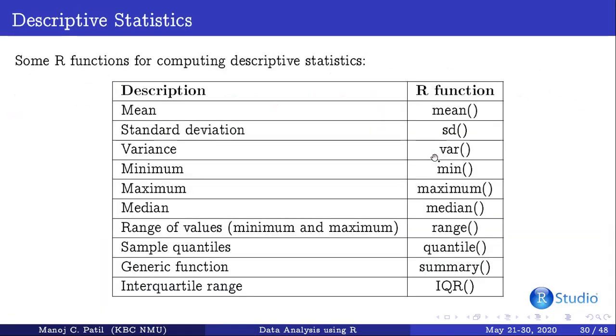Let's move. Brief functions for descriptive statistics. As we have already discussed in the inbuilt functions and user defined functions, we have discussed mean, variance, minimum, maximum, median, range, quantile, summary, and IQR, the interquartile range between the third quartile and the first quartile. Okay.